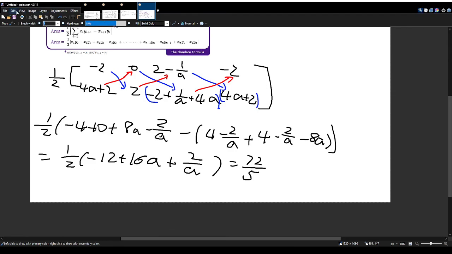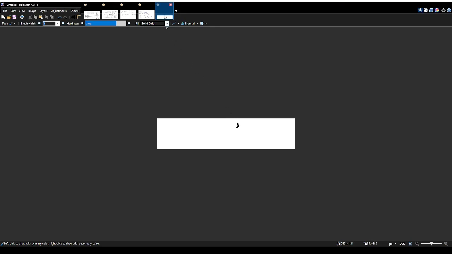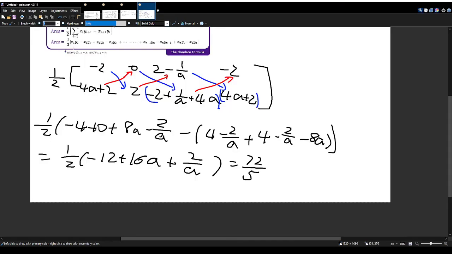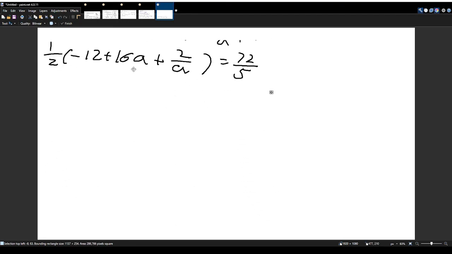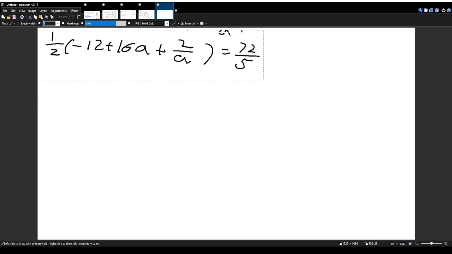So let me just make another page here. That's so small. Okay, let me just copy this rectangle. Alright, whatever. You get the idea.